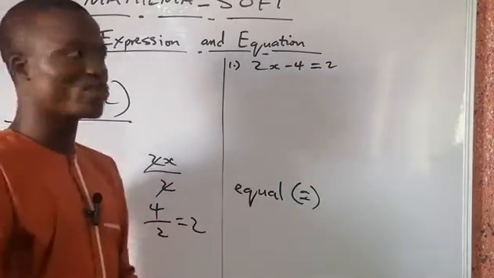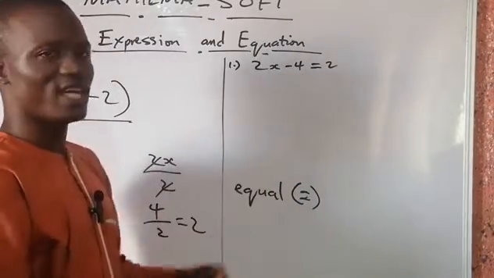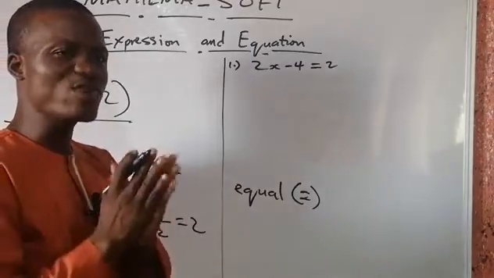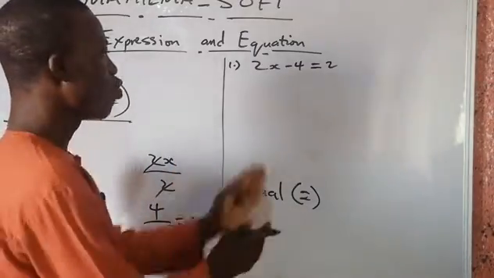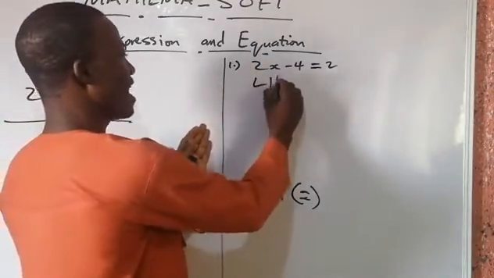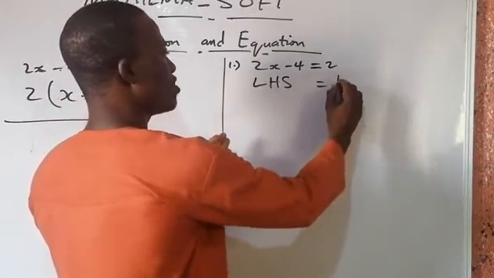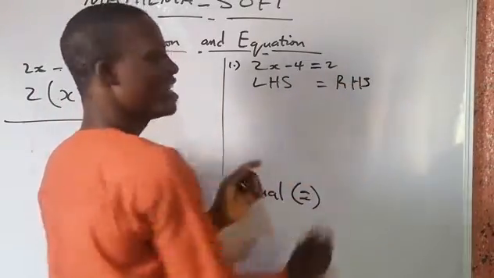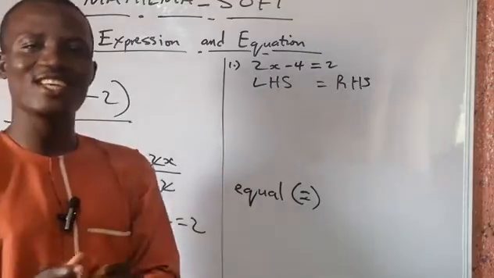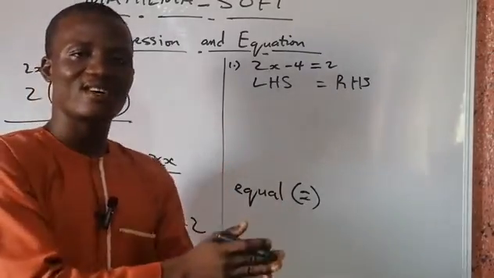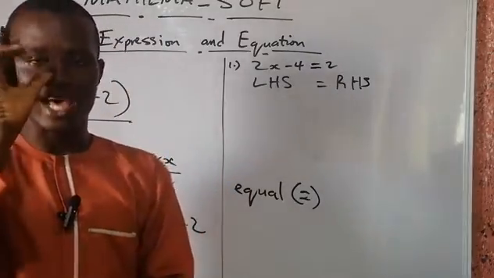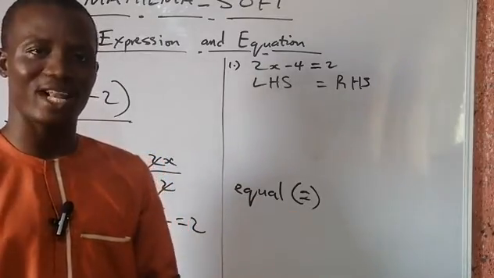Now let's move to the equation. In this equation here, don't forget the meaning of the equal sign is that what is on the left hand side equals what is on the right hand side. That is why anything you will do to this side must also be done to the other side so that your equation can be balanced.